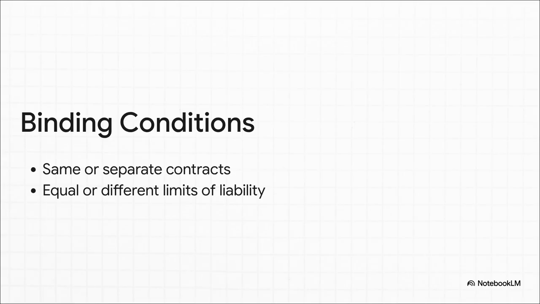So let me break this down for you. How do co-sureties actually bind themselves? Well, they might all sign the exact same single guarantee document, or, and this happens often, they might sign entirely separate contracts on different dates without even knowing the other sureties exist. Plus, they might agree to equal limits of liability or completely different financial caps. But legally, what matters is that they are tethered to the same core debt.